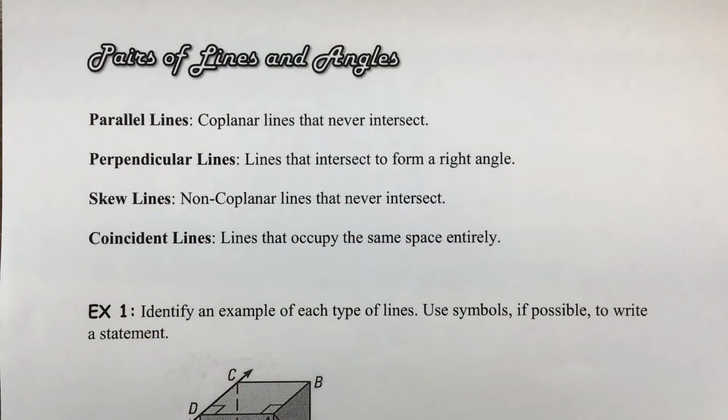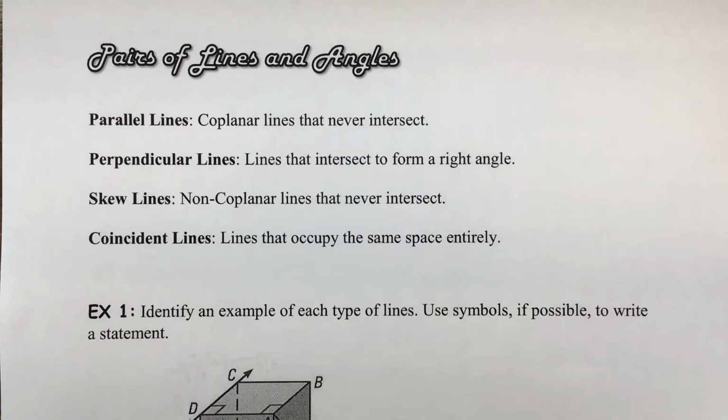Pairs of lines and angles. We're going to be looking at two things in this video. The very first part is just these four terms that we have here, being able to identify those types of lines. The second thing that we're going to be doing is focusing our attention on parallel lines and when we have another line called the transversal crossing through them.